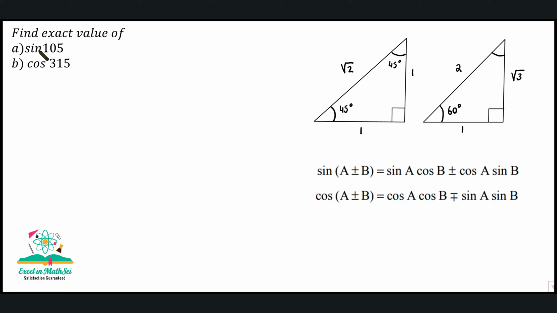So to find the exact value of sine 105, we need to write this as a sum of two angles of which we know the exact values. So for example, 45 plus 60 will give me 105. Now I'm going to use this identity, sine A plus B, to expand that. So sine A plus B is sine A cos B plus cos A sine B.